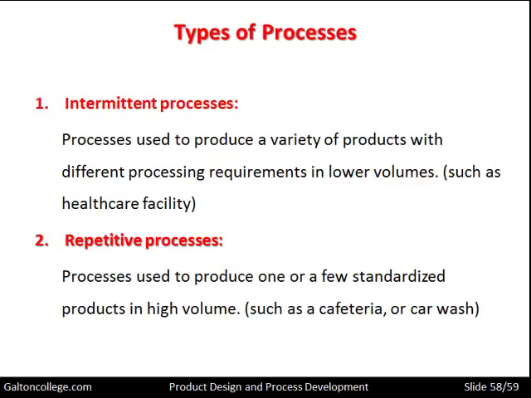Repetitive processes used to produce one or a few standardized products in high volume. That's repetitive. It's where the product is highly standardized, so each one is the same, and that means specialist machinery, specialist personnel, and the machines can run fast because they're making the same product over and over and over. And that's all we're going to deal with in this session.